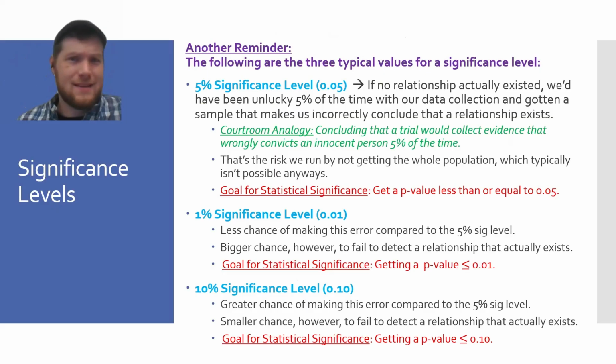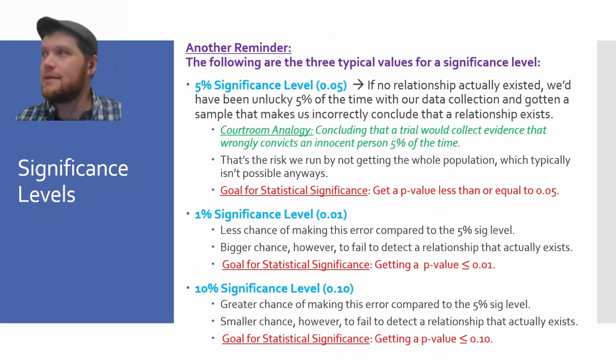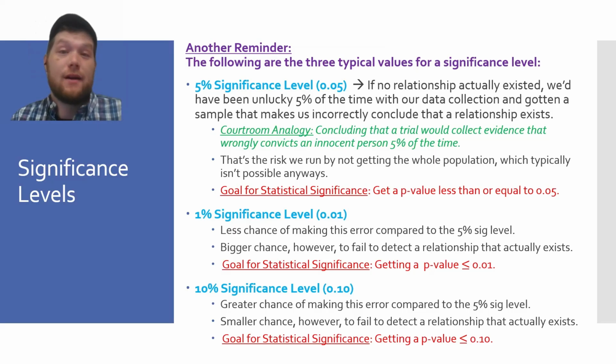Quick reminders on the ideas of significance. The standard we're going to be using is 5%. Basically, if no relationship existed, we could have been unlucky about 5% of the time and collected data that accidentally showed a relationship when none exists. It's like convicting an innocent person wrongly 5% of the time. We don't want to do that often.